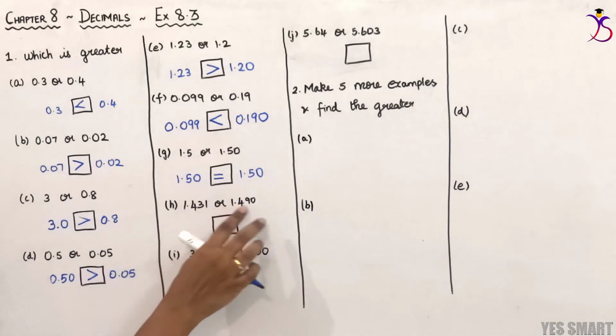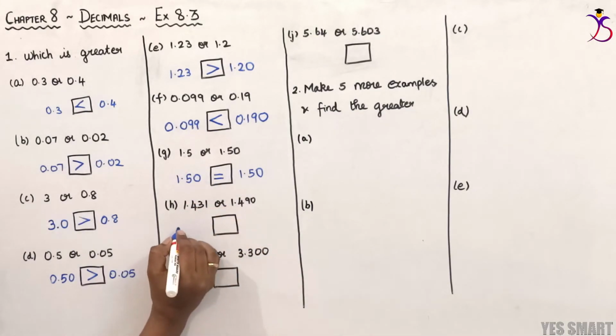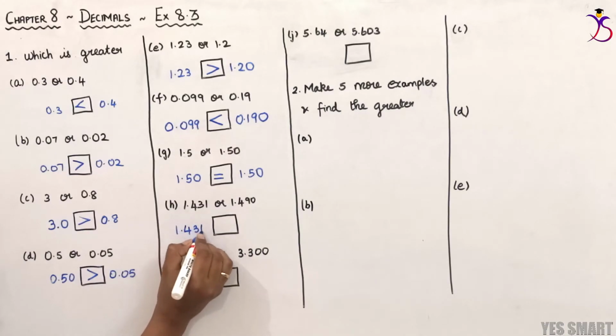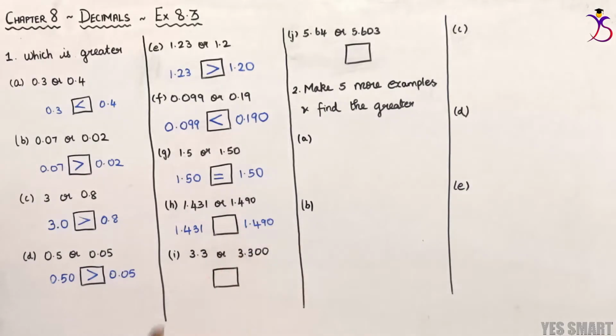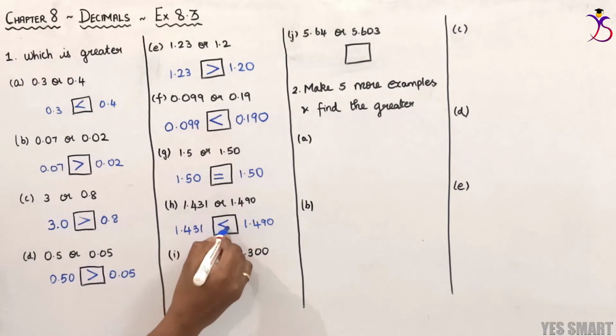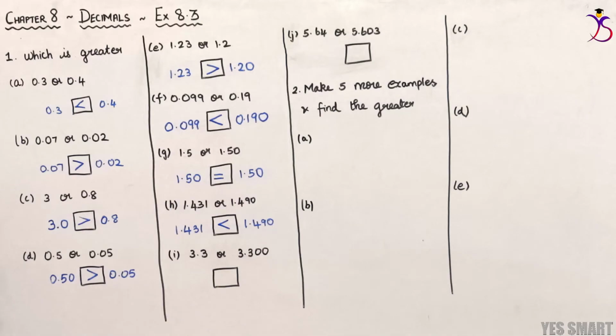Next subdivision H, the given decimals are like decimals, so let's compare digit by digit. The first whole part 1, 1 equal. Next decimal part, the first digit 4, here it is 4, both are equal. The second digit of the decimal part is 3 and here it is 9. Obviously 9 is greater than 3, therefore 1.490 is greater.